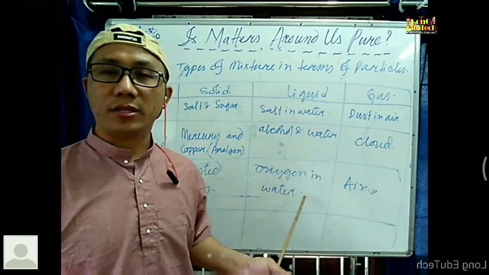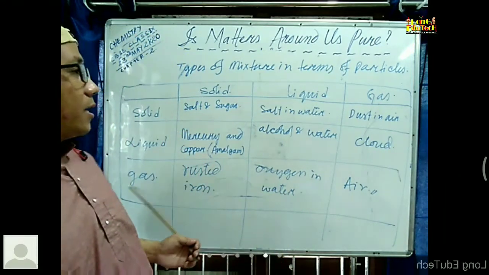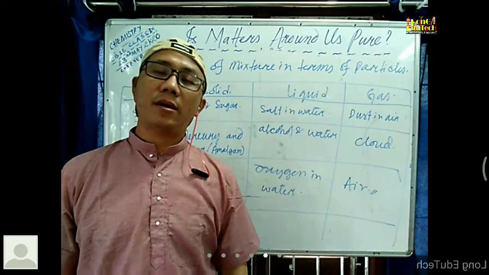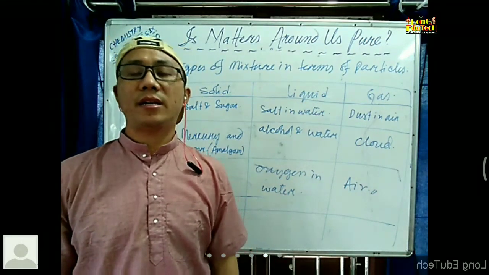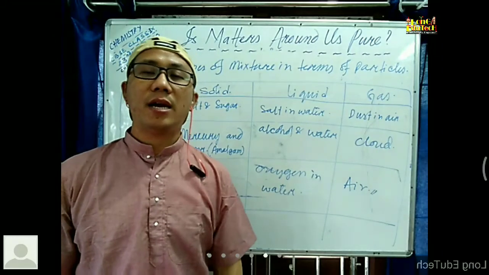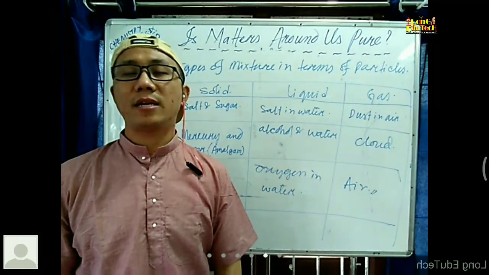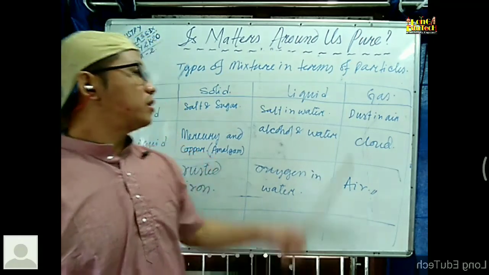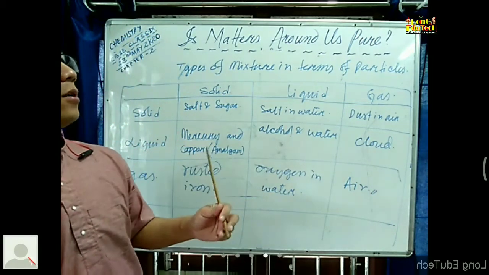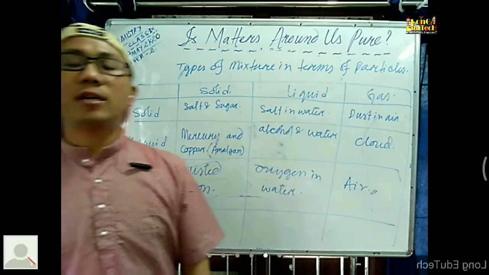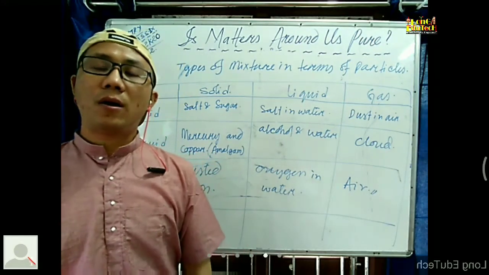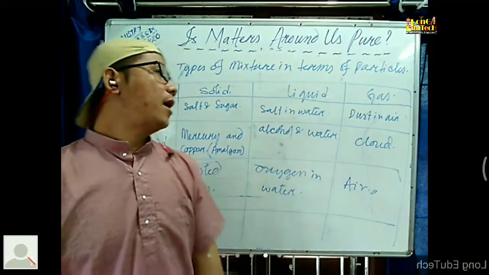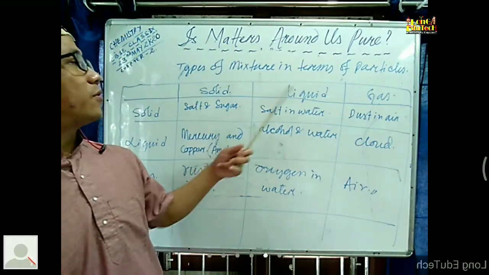And another one is gas-gas, that is air. Air is a mixture of carbon dioxide, oxygen, nitrogen, hydrogen, and helium, neon, and other noble gases. Right? So that's all. This is all about the types of mixture, and we already learned in this chapter homogeneous mixture and heterogeneous mixture. And this is types of mixture in terms of the particles.